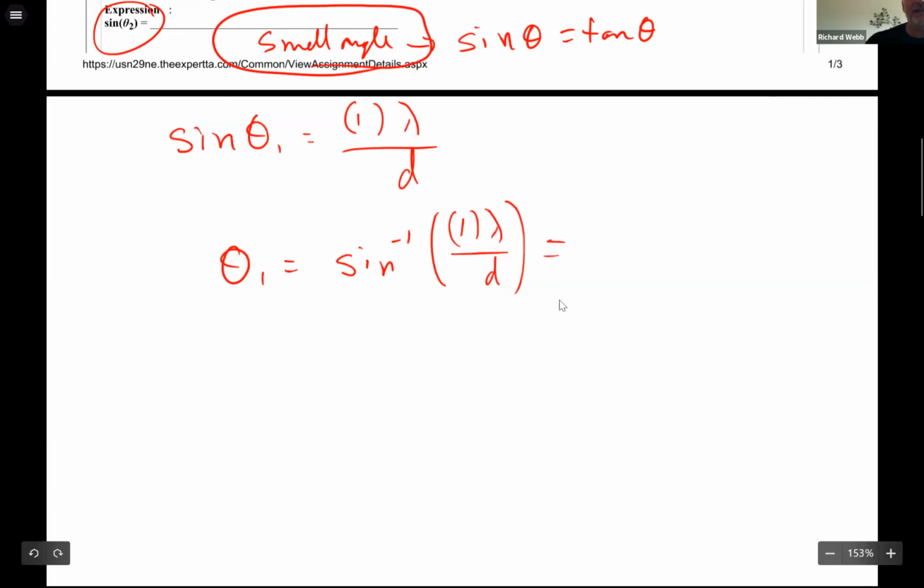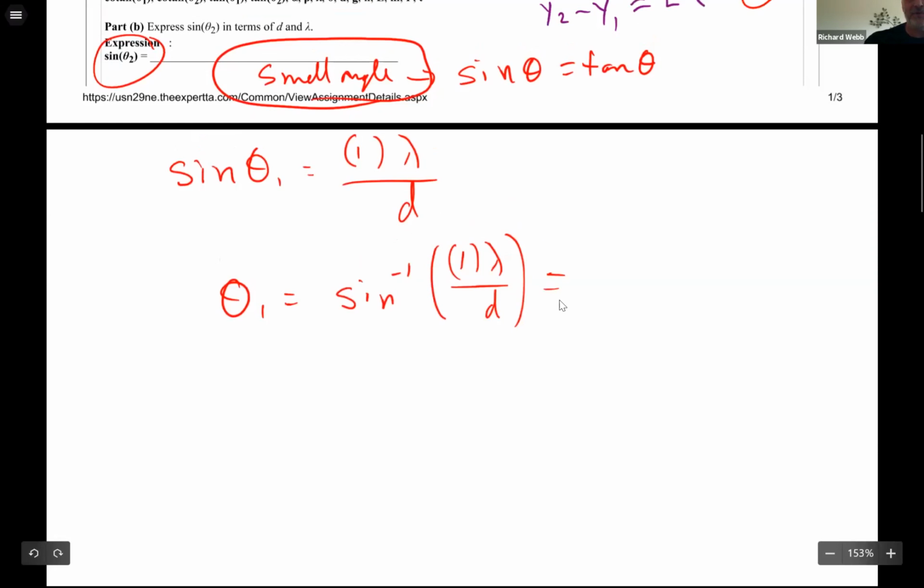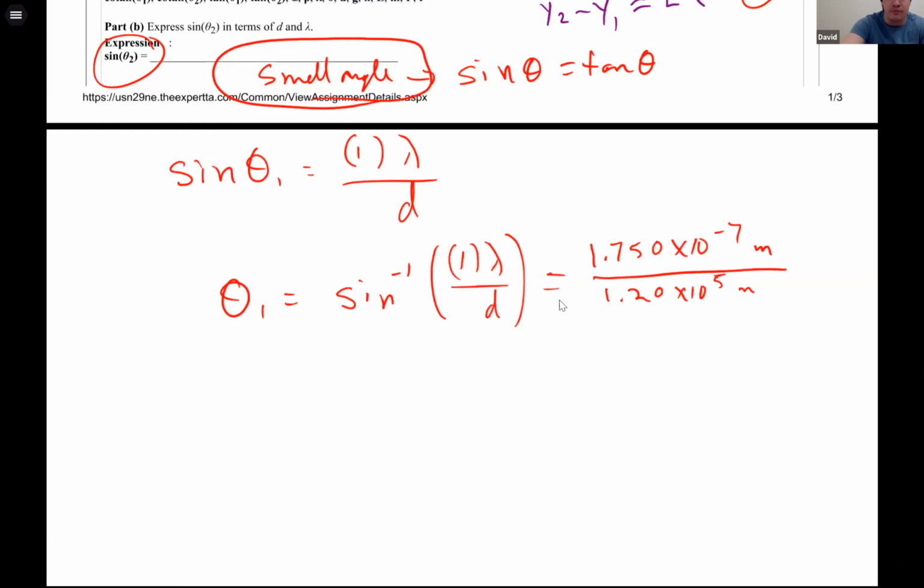So for instance, in my case, my lambda was 1.750 times 10 to the minus 7 meters. And my d was 1.20 times 10 to the minus 5 meters. And so if I put that in the calculator, which I am going to do on a different web browser, maybe, so a sine. Must it be our lambda times 10 to the negative 10?